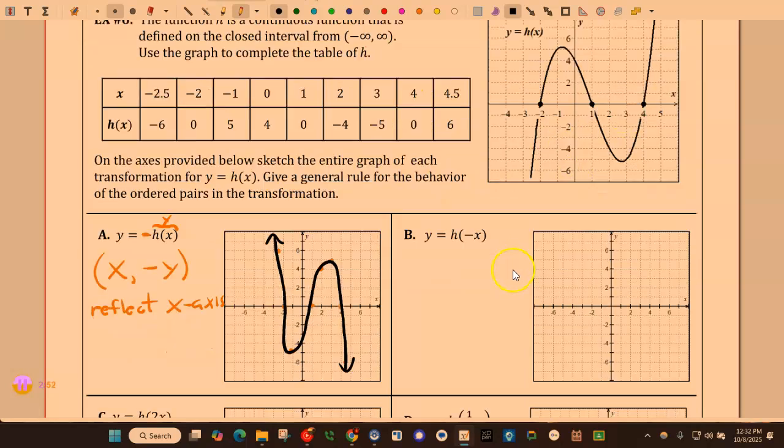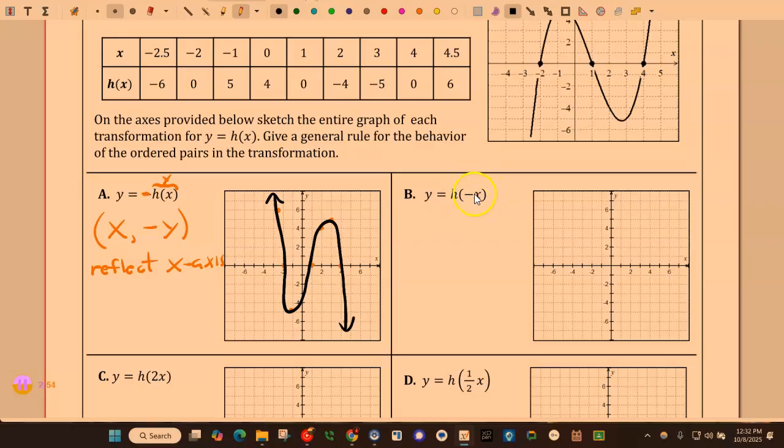Okay. Now you can see what will happen here when we have the negative on the inside. Anything that's on the inside of the parentheses always affects the x-coordinates, right? So this time, for this problem, we're going to have all the x's switch signs while the y-coordinates stay the same. So that's a reflection over the what? Right? Over the y-axis.